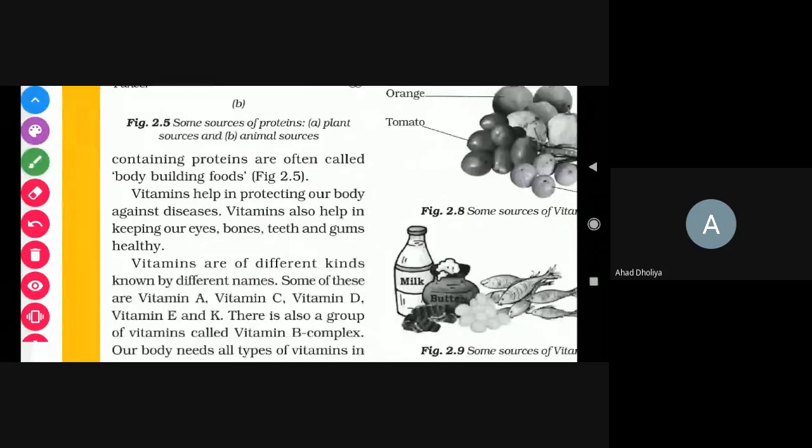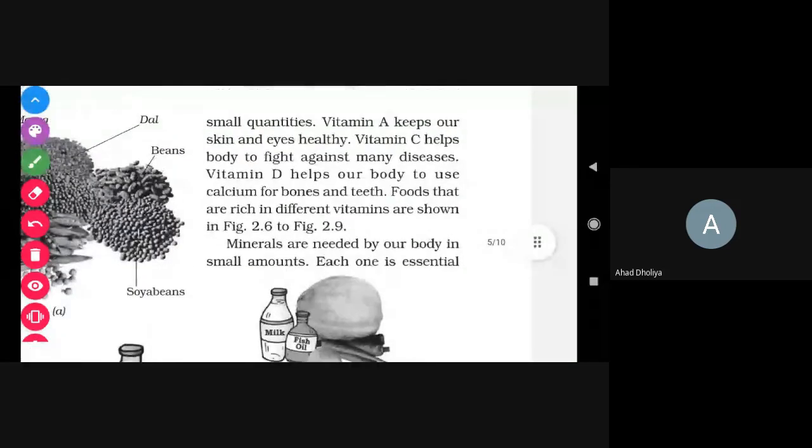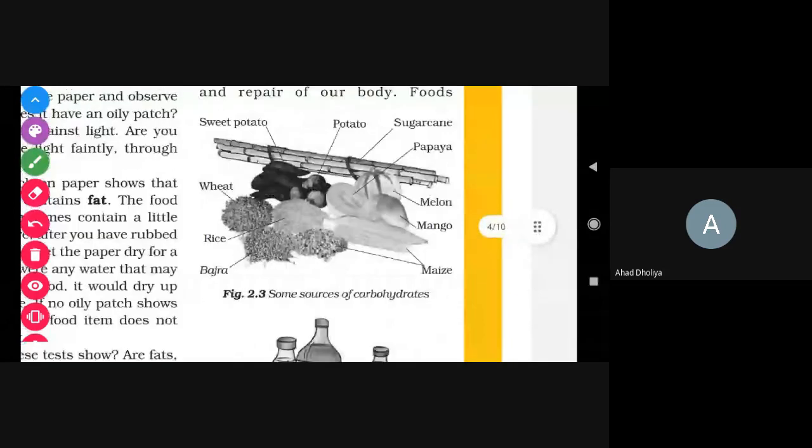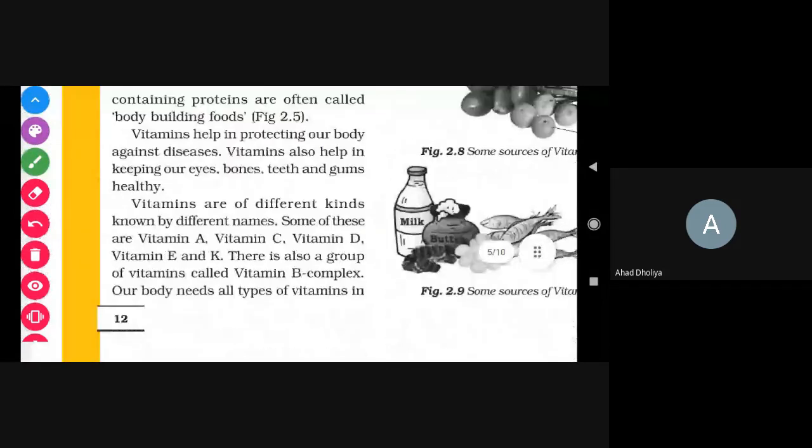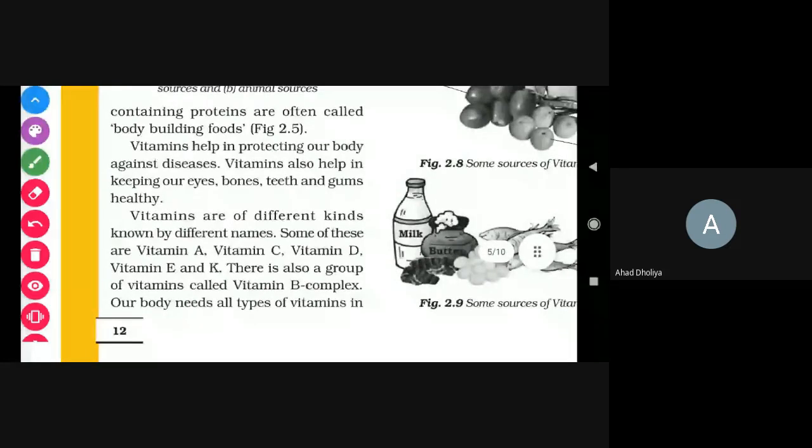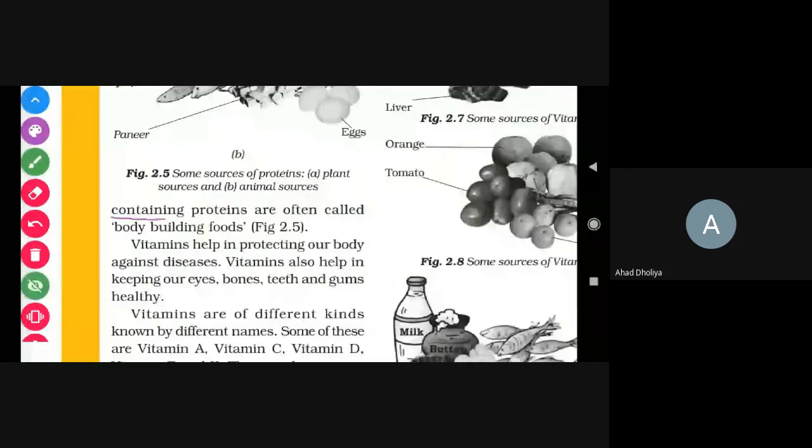Now, foods containing proteins are often called bodybuilding foods. Write this also: foods containing proteins are often called bodybuilding foods. Okay.